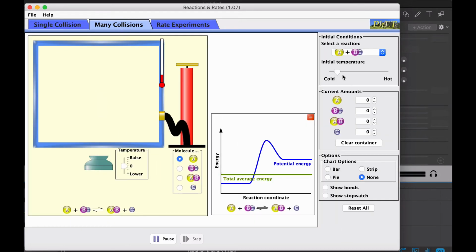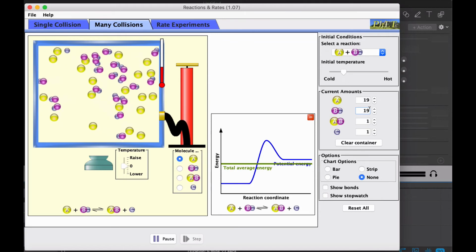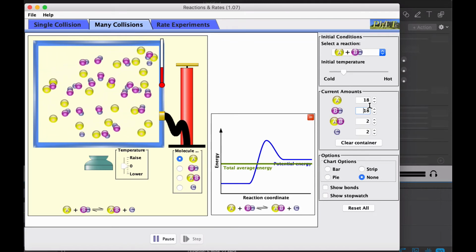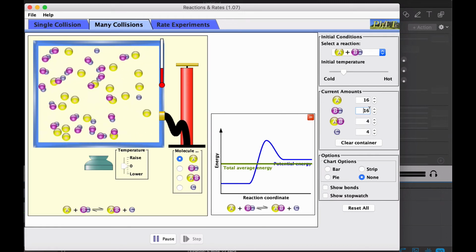Now, compare that to this simulation here, where I'm going to put my average energy below the peak. When I put substance in, though, below the peak, reaction does occur. So right away, I have reactants becoming products. My question to you is why?